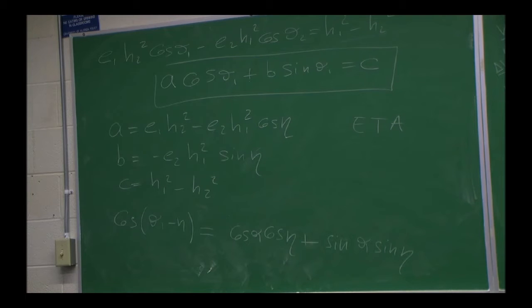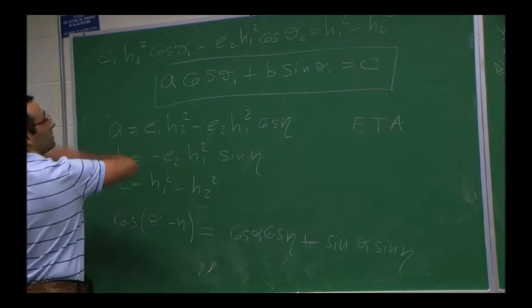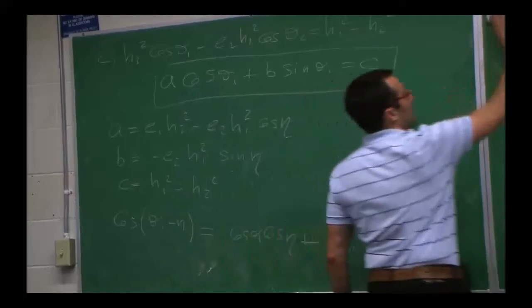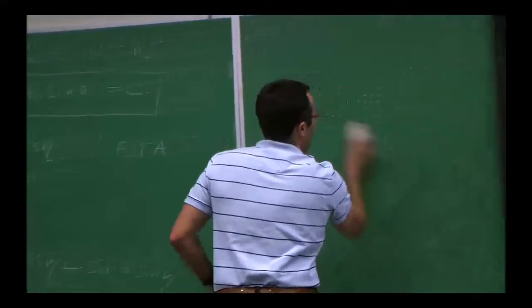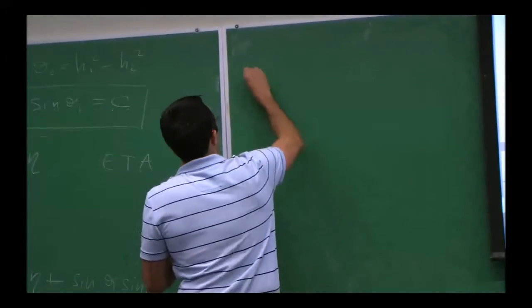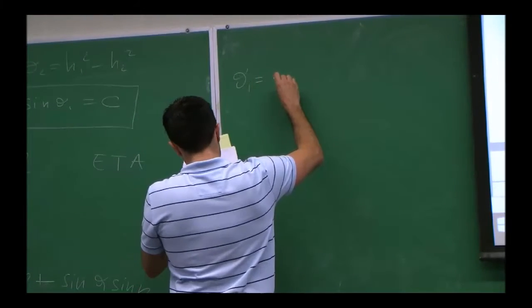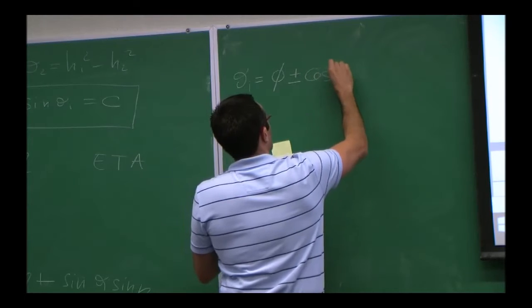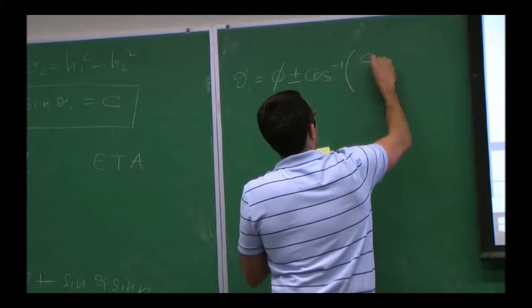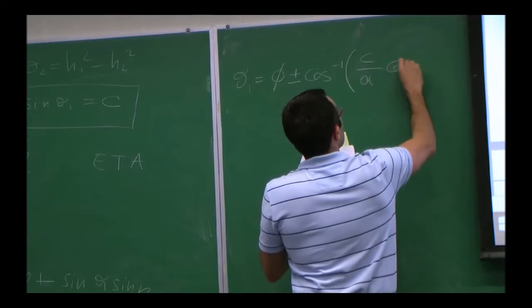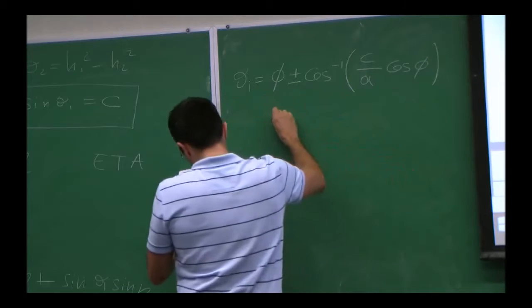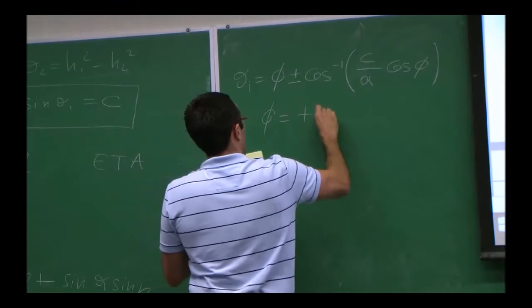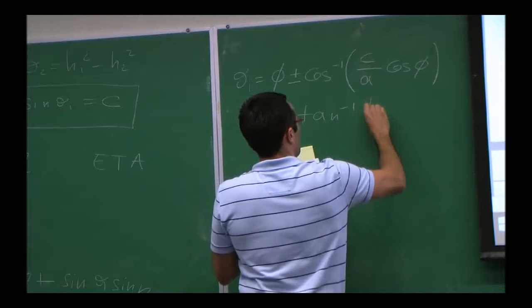Okay? So how do you solve this? It's given. I'm going to give you the solution here. Now, how you find the solution, I'm just going to briefly mention it to you, and if you don't believe me, you're more than welcome to go and refresh your trigonometry skills. C over A cosine of phi, where phi is the arctangent of this quantity here.